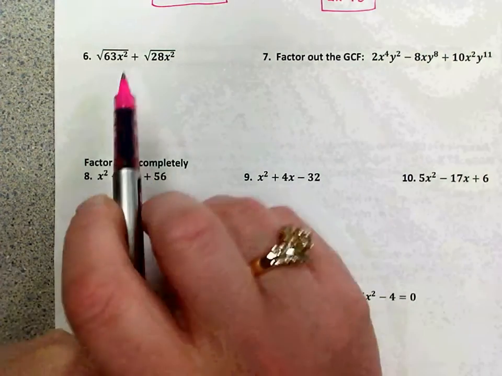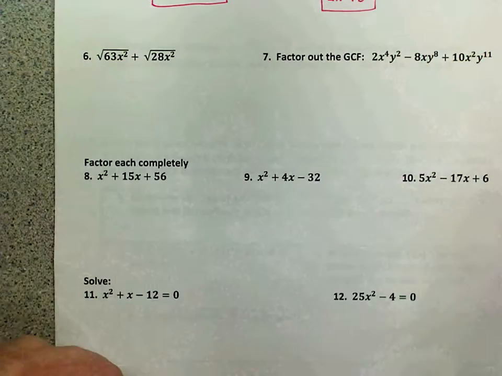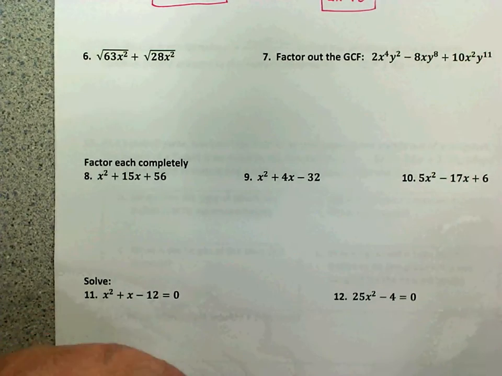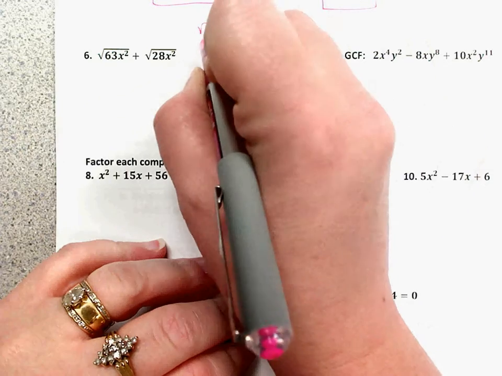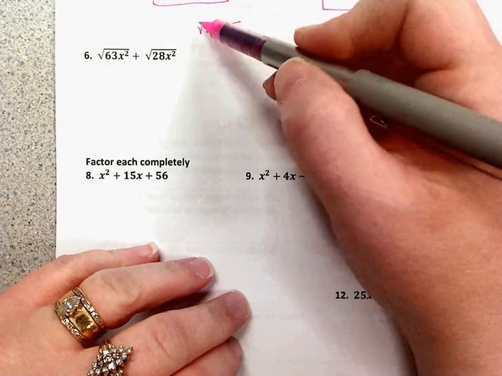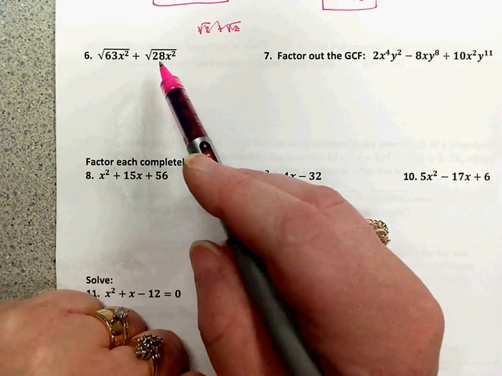On number 6, I have addition with radicals, and just like when we were looking at 1 through 4, remember you can only add like terms. So I can only add a square root of 2 with another square root of 2, for instance. So right now these are not like terms, but they're also not simplified, and I'm going to simplify them first.